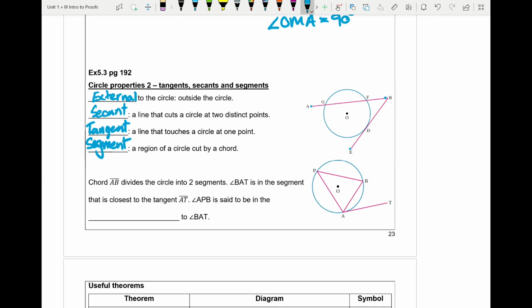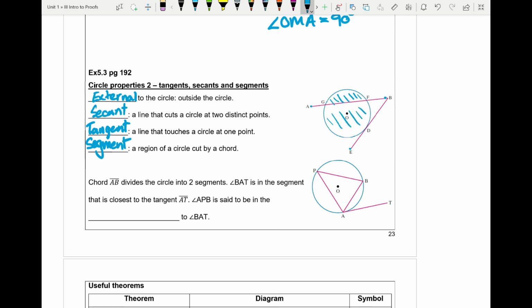Secant is a line that cuts a circle at two distinct points. So we can see here AB cuts the circle at G and F, so it is a secant. A tangent is a line that touches a circle at one point. So this line here, EB, has a tangent at point D. And a segment is a region of a circle cut by a chord. So in this case, where we've got that chord GF, we've got a segment up there, and we've got a segment below as well.